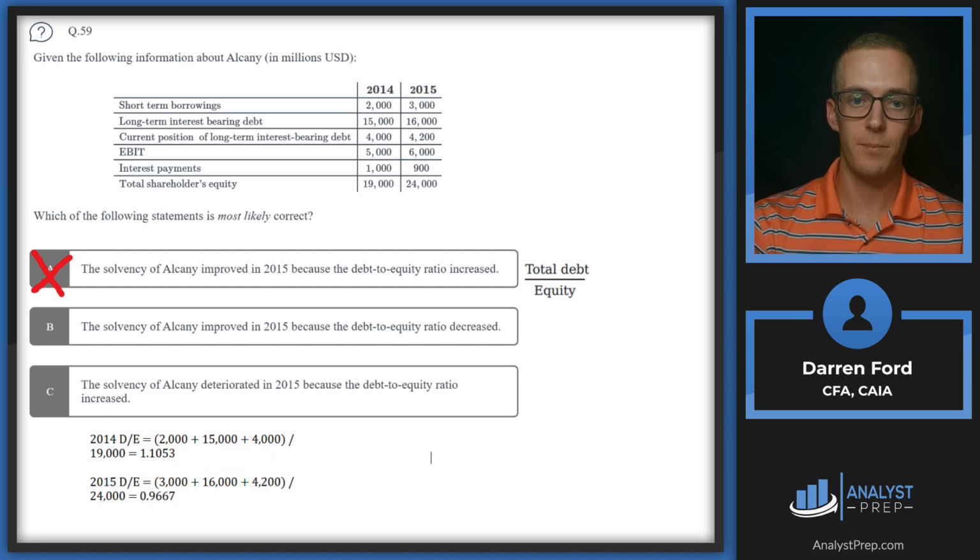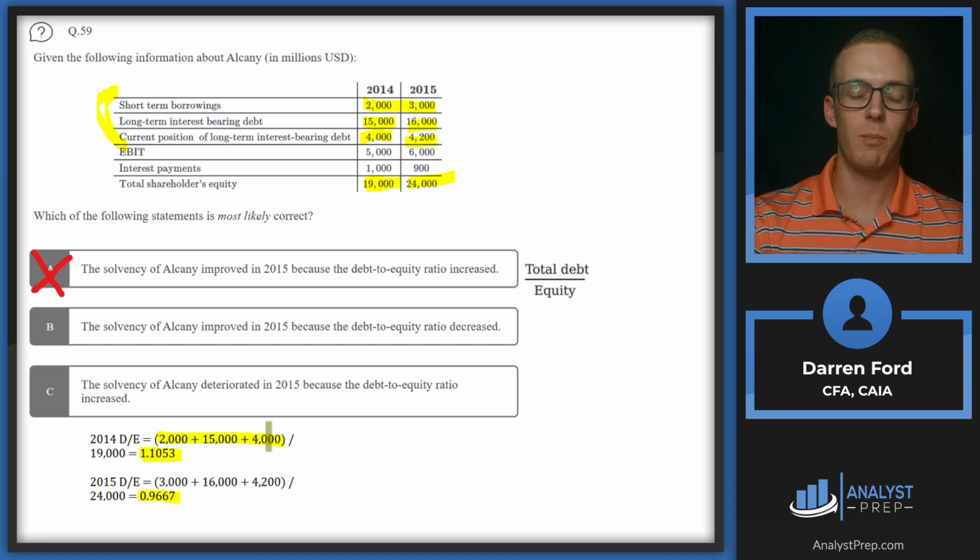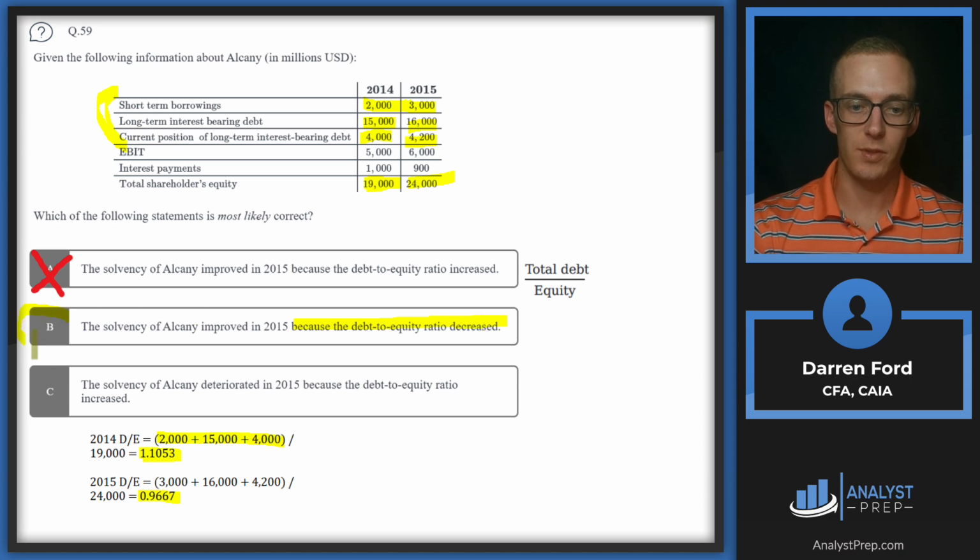So let's pull in what we have here. So we've got total debt over equity. So we're going to be taking basically all our debts for 2014. So short-term borrowings, long-term interest-bearing debt, and current portion of long-term interest-bearing debt. So these are going to be our three liabilities that we're going to be adding up in our numerator. And then we're going to be dividing that by equity, which is just given as total shareholders' equity. So for 2014, we've got a debt-to-equity of 1.1053. For 2015, add those same three numbers up just for 2015, and then divide it by the 24,000 equity number. So we've got 3,000 plus 16,000 plus 4,200 over 24,000. Gives us a debt-to-equity ratio of 0.9667. So our debt-to-equity ratio did decrease, which means that our solvency improved. So we will go with B.